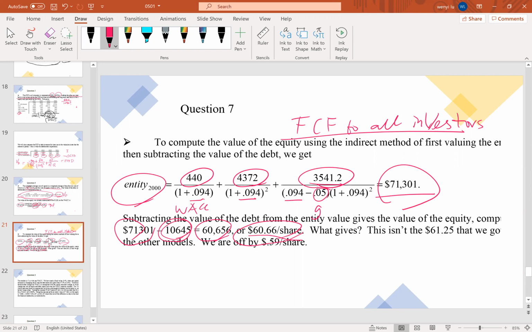so based on our free cash flow to the investors model, we solve that the value of the stock must be $60.66. And in the other model we derived, the free cash flow to equity model, we solved $61.25. So they are 59 cents different. So why is this one different?